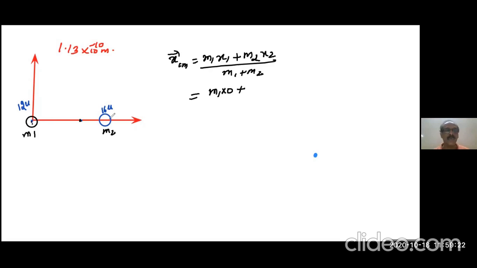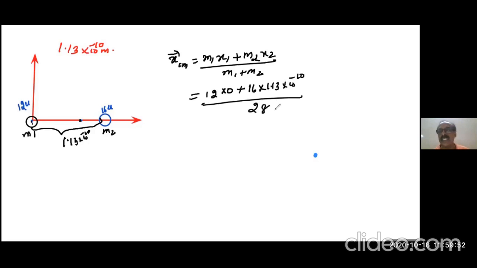So that is 0. M2 is 16, M1 is 12, into 0. M2 is 16 into x2, which is the distance from here to here, 1.13 × 10^-10, divided by M1 plus M2. M1 plus M2 means 12 plus 16, 28.